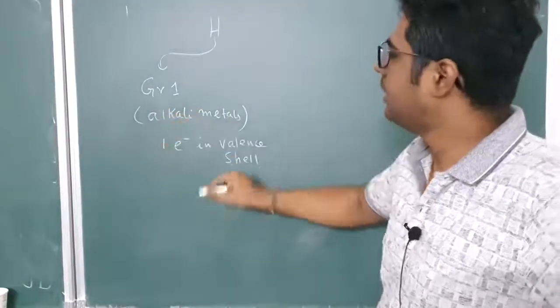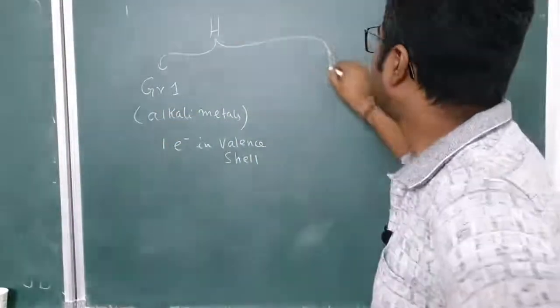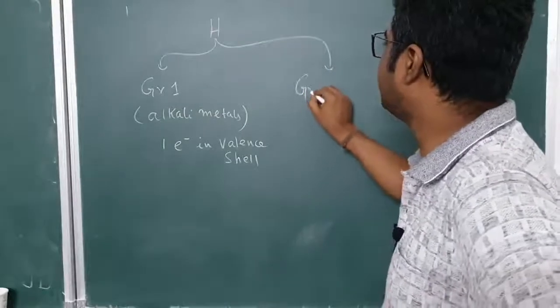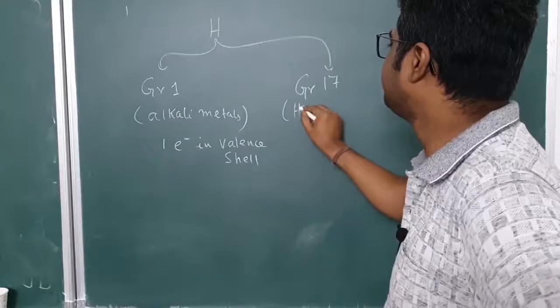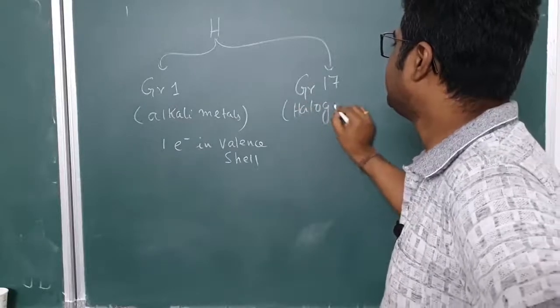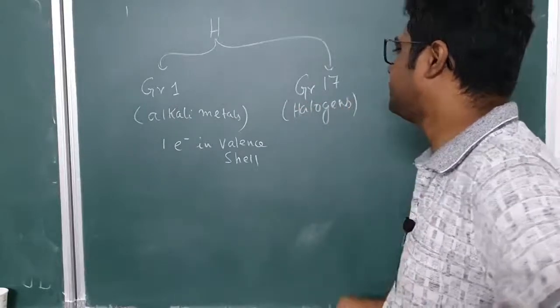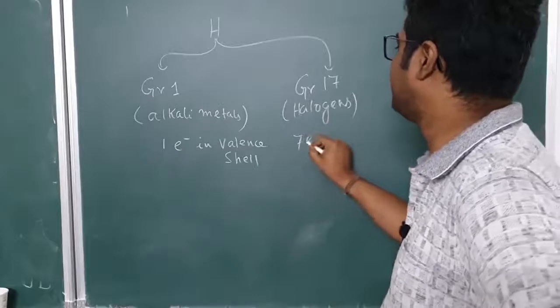Anyhow, hydrogen has 1 electron in its valence shell and that resembles group 1, alkali metals, okay? It also resembles group 17. See, group 17, these are also called halogens, but group 17 has 7 electrons in their valence shell.